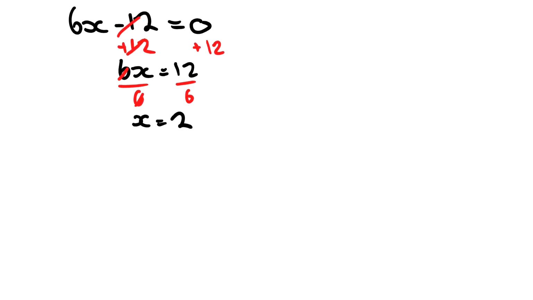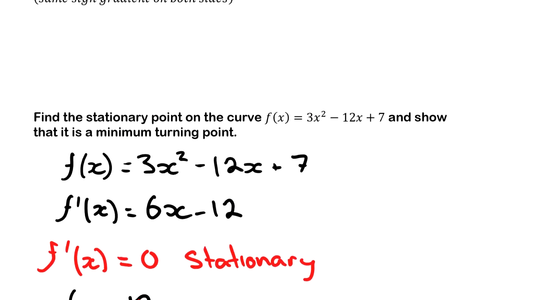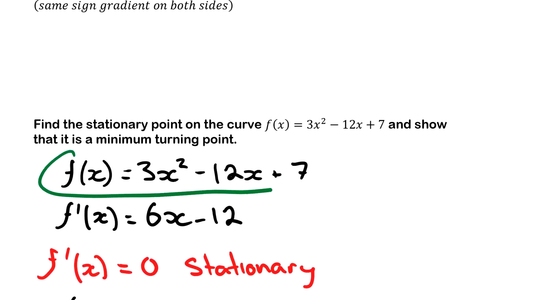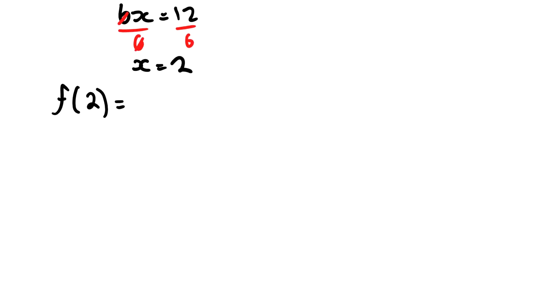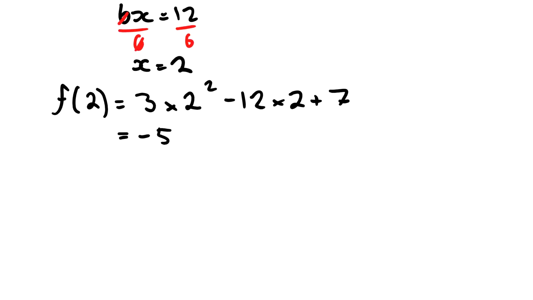Now, I should find the y value because this is a point, so we need to know what our x and y values are. If I go back to my original function and change all the x's to 2, I get f(2) equals 3 times 2 squared minus 12 times 2 plus 7, and that comes out as negative 5 if you use a calculator. So I know our point is going to be at (2, negative 5).